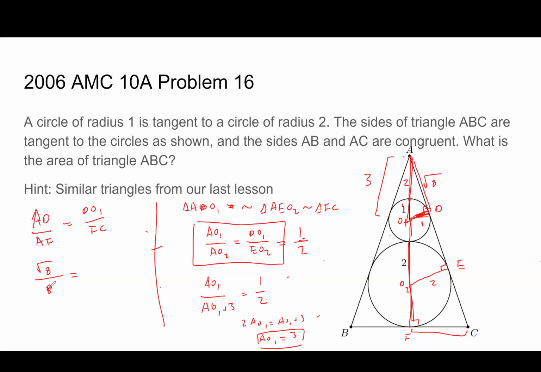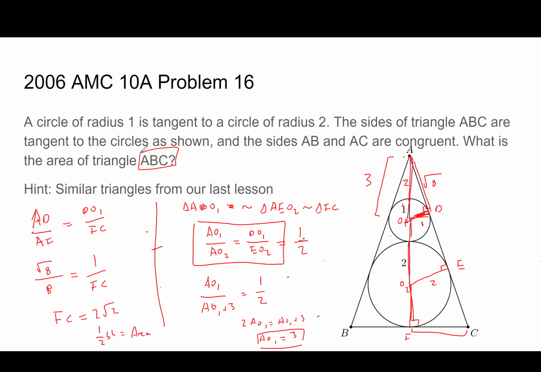Now, what about DO1? DO1 is just 1, right? And then FC. So I can find FC. And that should give me, I think, 2 root 2. Yeah. So why am I trying to find FC? Because if I find FC, then I can just use 1/2 BH to find the area of the triangle, right? Because that's what we want here.